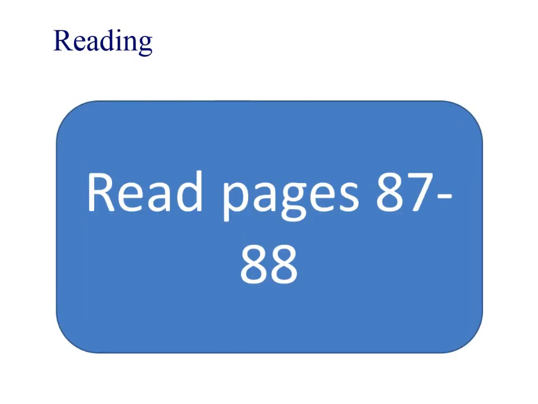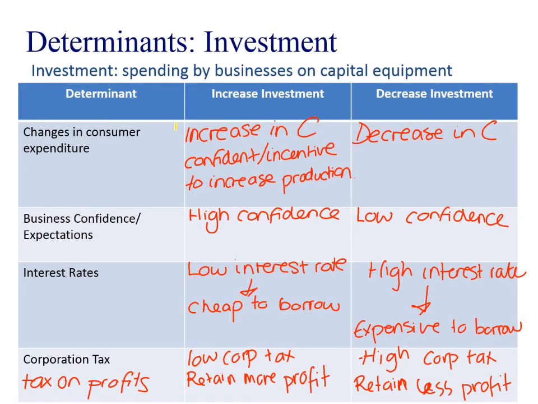Okay, next section then, investment, 87 to 88. So investment, just make sure you're clear on what the definition of investment is as well. It's spending by businesses on capital equipment. So changes in consumer expenditure: if there's more demand for products in your economy, if consumer expenditure increases, you might find that investment increases because you want to expand your current output to meet that demand. If you're very confident about the future, you're going to encourage investment. If there's low interest rates, so it's cheap to borrow, that increases investment.